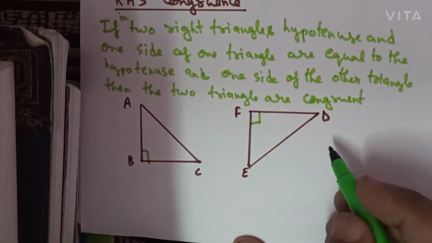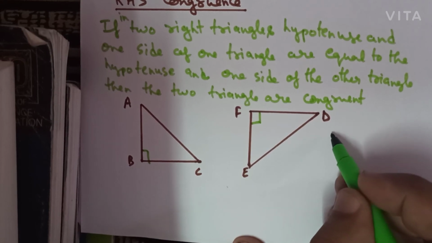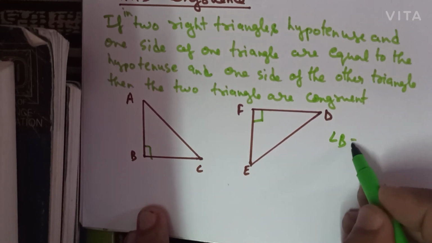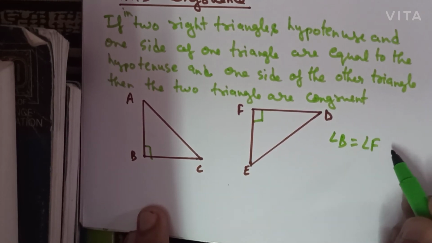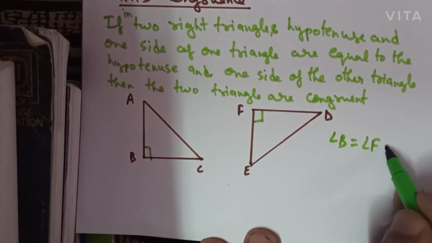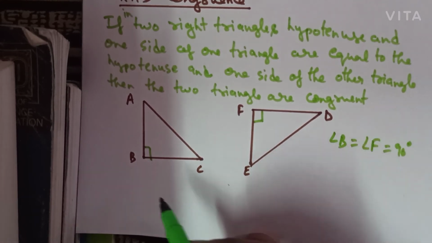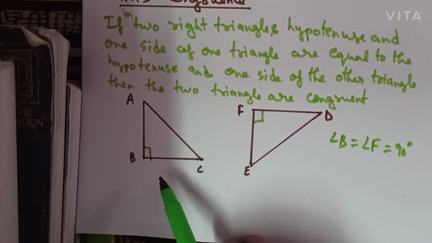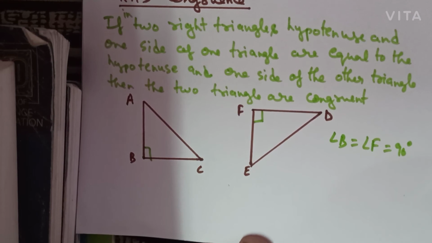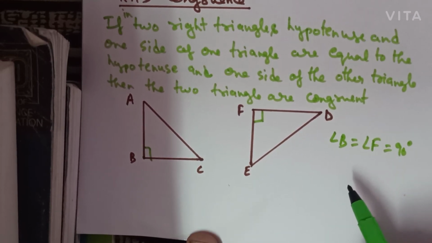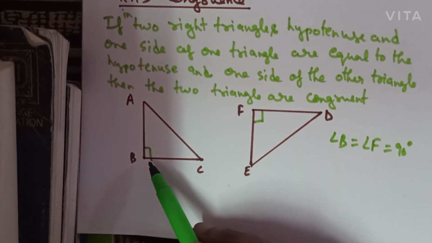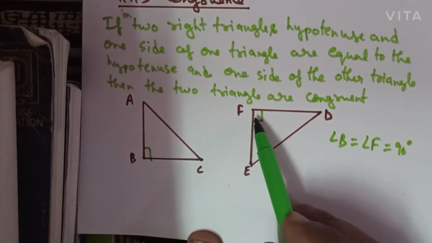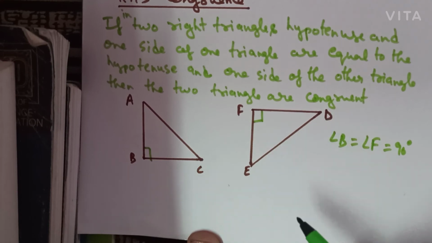It is given that angle B of triangle ABC is equal to angle F of triangle DFE, which is equal to 90 degrees, since they are right angle triangles. So one of the angles is 90, as ABC is right angled at B and DFE is right angled at F. Second thing is the hypotenuse. What is the hypotenuse? The hypotenuse is the side which is opposite to the 90 degree angle. So AC will be the hypotenuse, and in this triangle DE will be the hypotenuse.